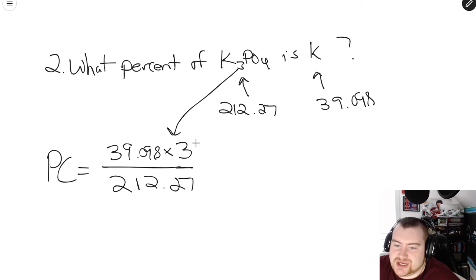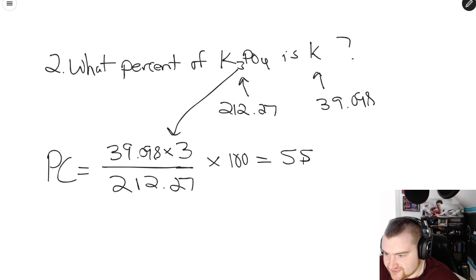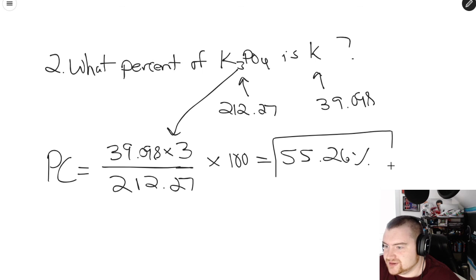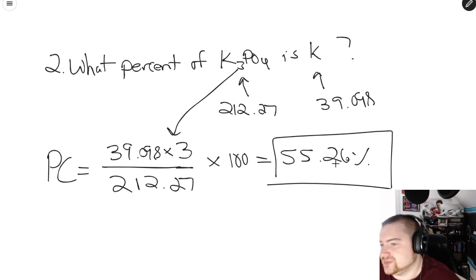So when you're typing this in your calculator, you're going to do 39 times 3 divided by 212, and then times your 100%, which is just going to move the decimal place over. So when you do this in your calculator, just multiply by 100, and that will give you your answer. So in this case, it comes out to be 55.26% by mass potassium.